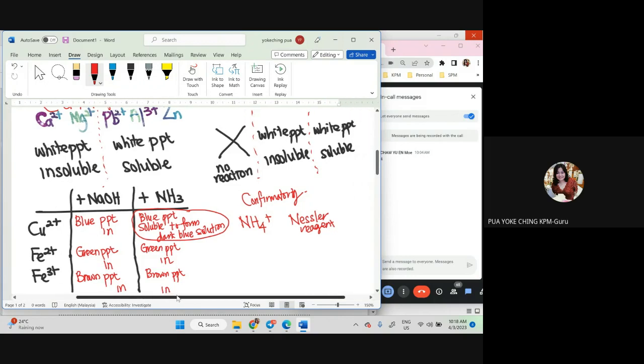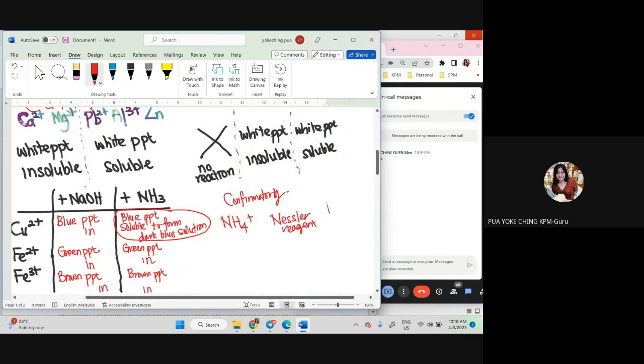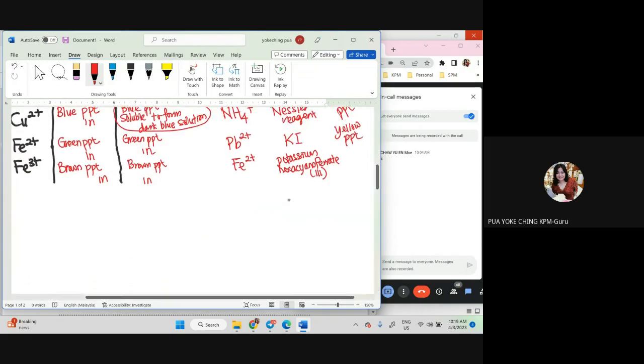Okay, pakai Nessler's reagent, then you get brown precipitate. And then Pb2+, pakai KI, and then you get yellow precipitate. And then Fe2+, pakai potassium hexacyanoferrate(III).